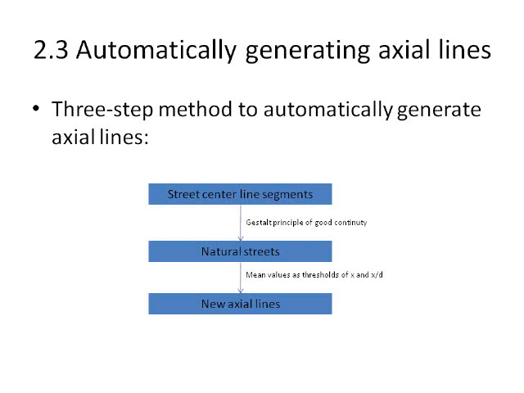From above steps, we can see that it is a straightforward 3-step method to generate new axial lines. First is to generate natural street from road segments. Second is to determine the thresholds of x and ratio. Third is to apply the algorithm to natural streets to generate new axial lines.